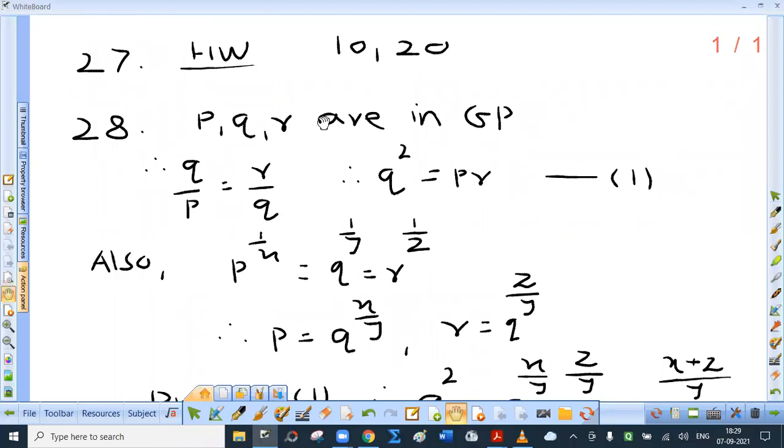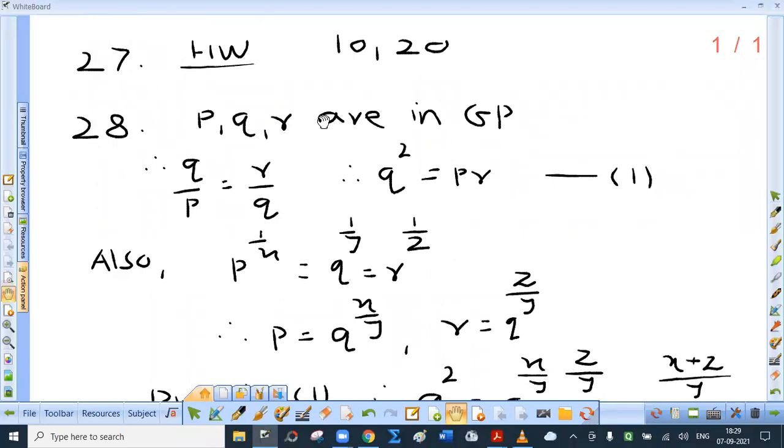Actually 27th we had done this type. So for homework, let me read the sum. Which two terms are inserted between 5 and 40 so that the resulting sequence is a GP? You have to begin with let G1, G2 be the required terms. So 5, G1, G2, 40 in GP. 5 is first term and 40 is fourth term and so on. Correct answer 10, 20.